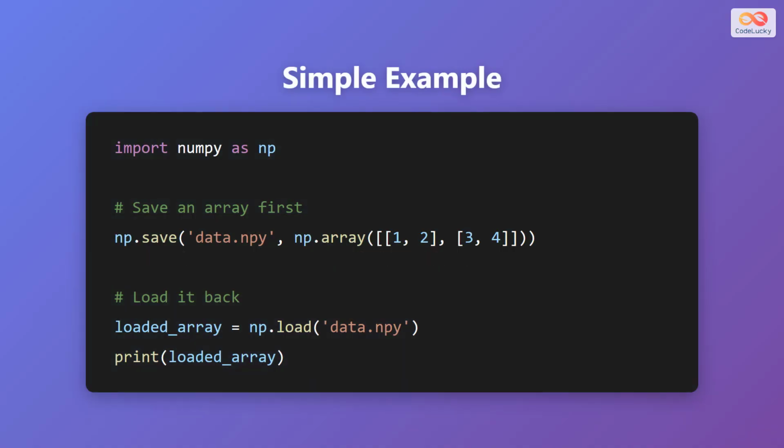Let's walk through a complete example. First, you import NumPy as np, then you can save an array to a file using np.save. For instance, we create a two-dimensional array with values 1, 2, 3, 4 and save it to data.npy. To load it back, you use np.load with the file name data.npy, storing the result in loaded_array. Finally, printing loaded_array shows you the exact same data that was saved.